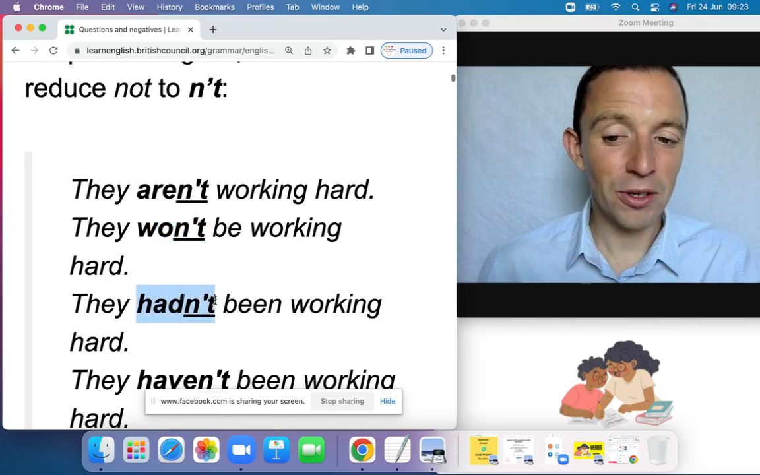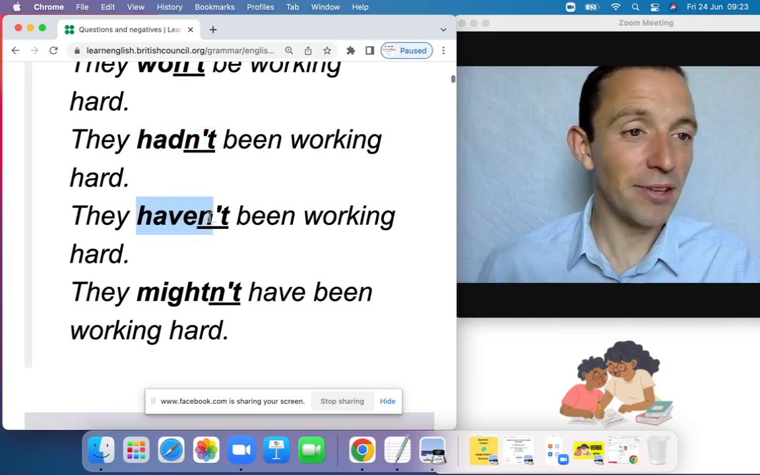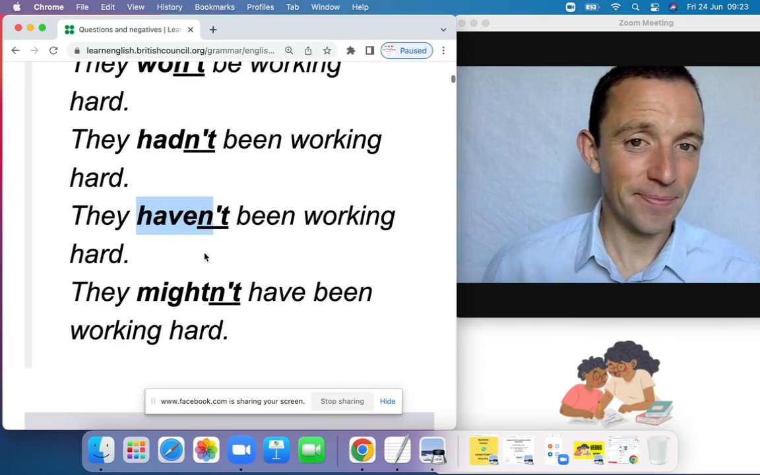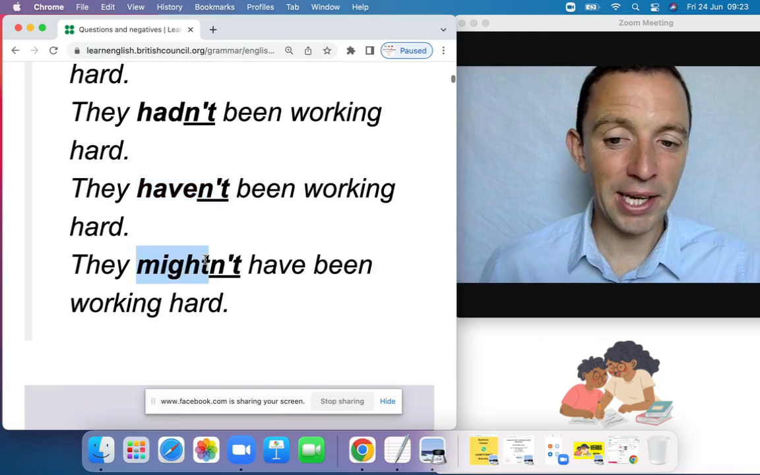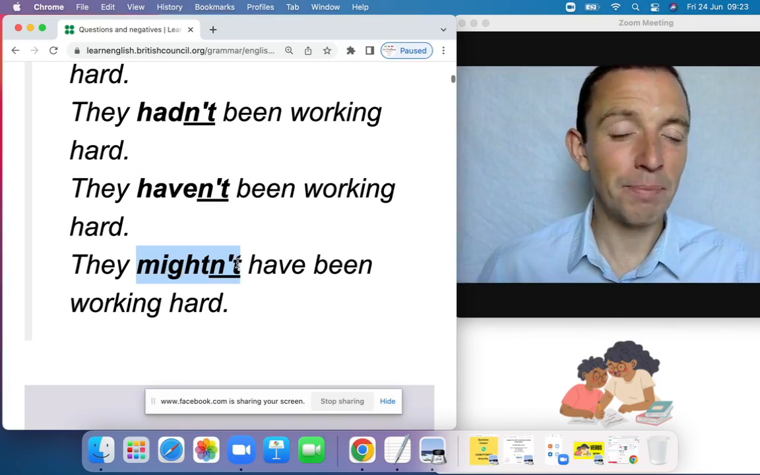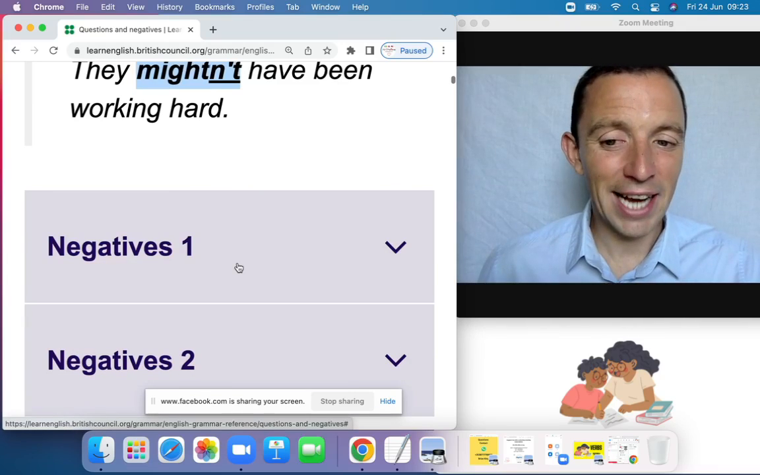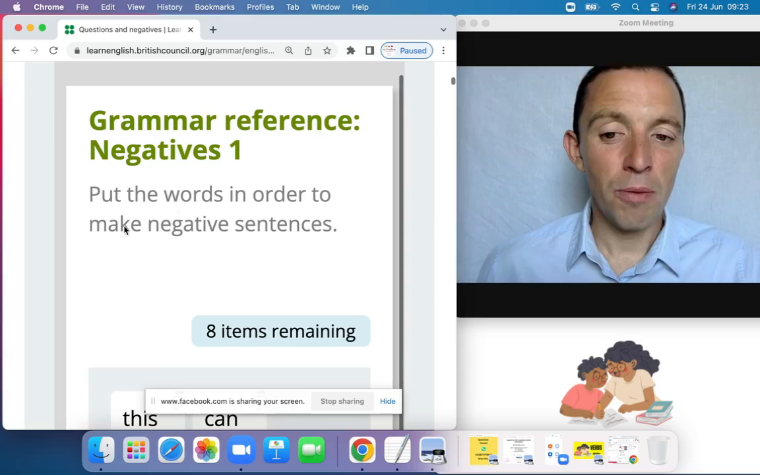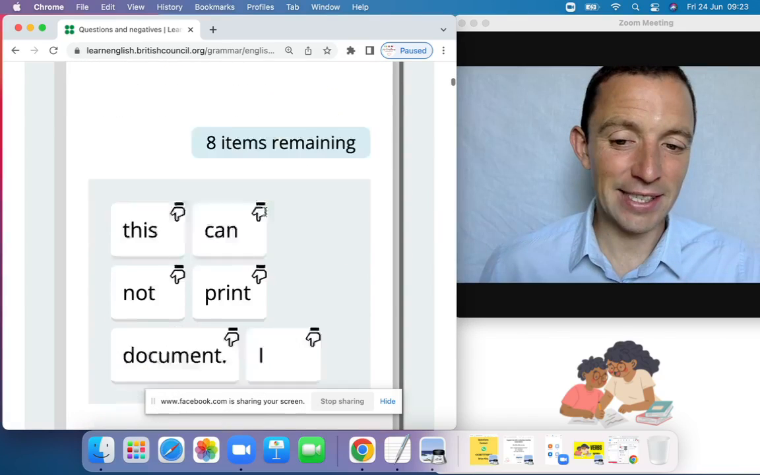They had not becomes hadn't. They hadn't been working hard. And have not becomes haven't. So contractions. And might not becomes mightn't. Okay, let's try the exercises here for the negatives. Put the words in order to make negative sentences.